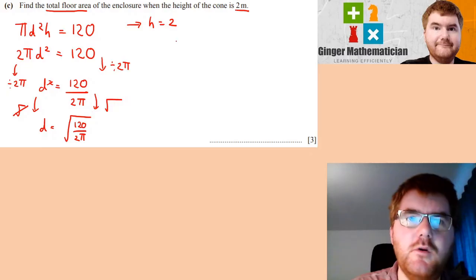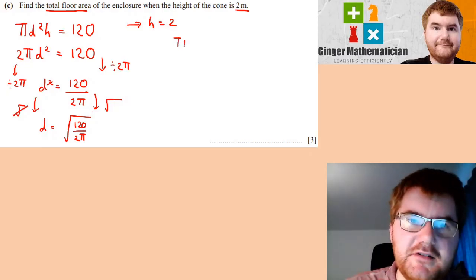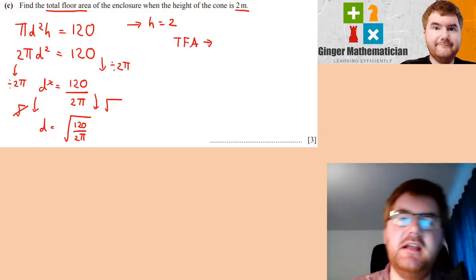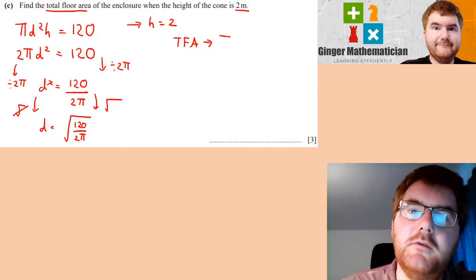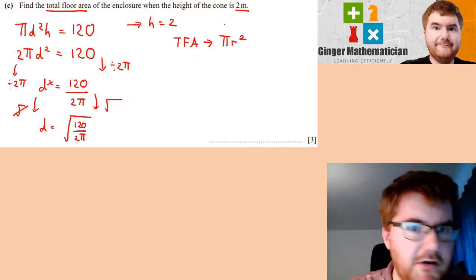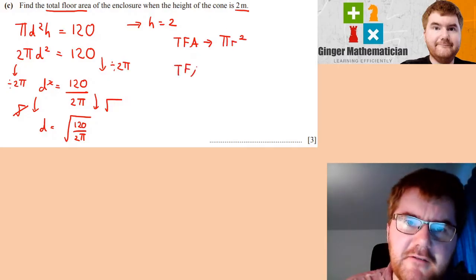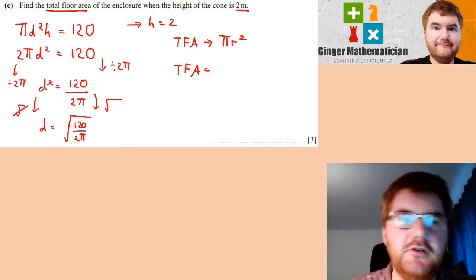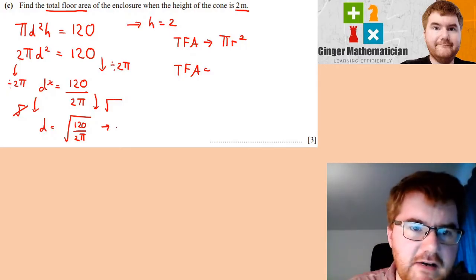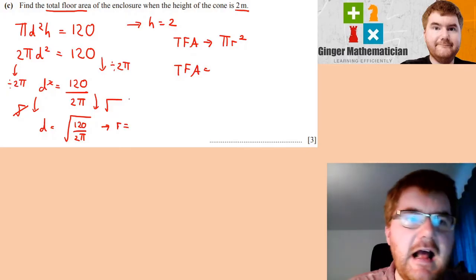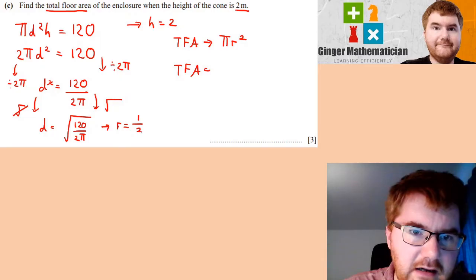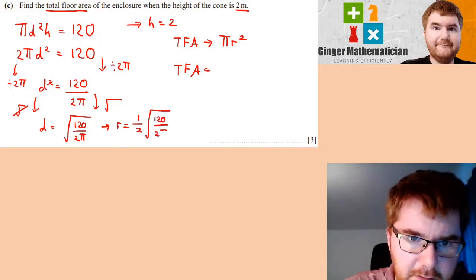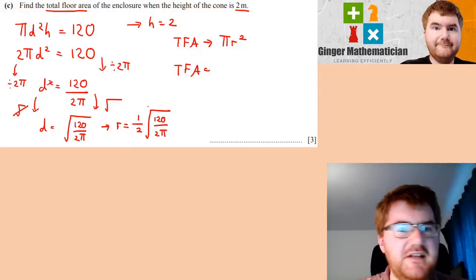And now we can actually work out the total floor area here, so TFA. Remember, that's just going to be equal to the area of the circle at the bottom. So that's going to be equal to pi r squared. So that's our usual formula. So notice here in the formula, we're using the radius, not the diameter. So to go to the radius, we just need to take this and divide it by 2. Now, there's a couple of different ways we can write this. I'm going to write this as a half of 120 over 2 pi. That's going to make it easier when I put it into the formula.